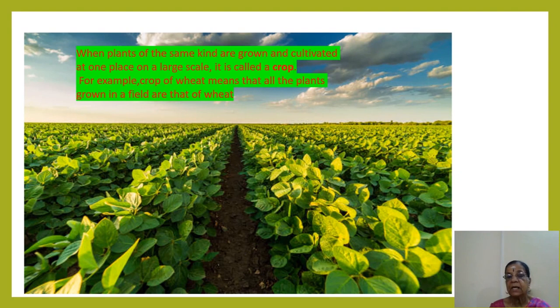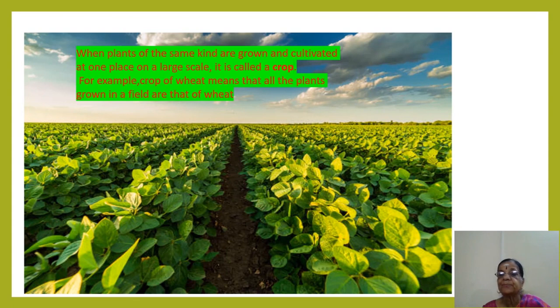Agriculture, as I said in the video, you should know the definition for agriculture. For the branches: agronomy, horticulture, olericulture and aquaculture. It is not in our book, but you should know. And then the definition for crop. When plants of the same kind are grown and cultivated at one place on a large scale, it is called a crop. For example, crop of wheat means that all plants grown in a field are that of wheat. I hope you understand this.